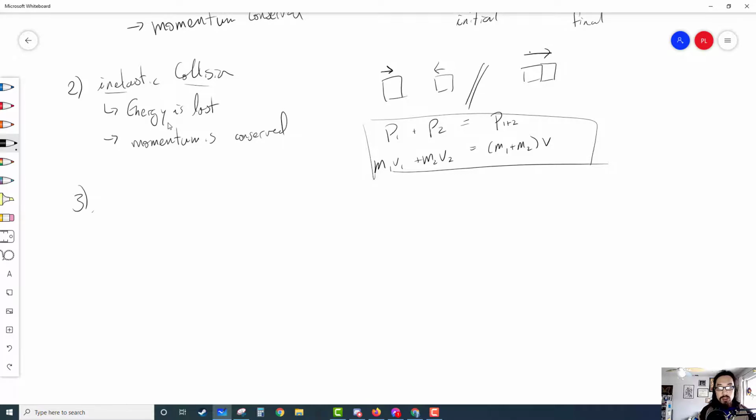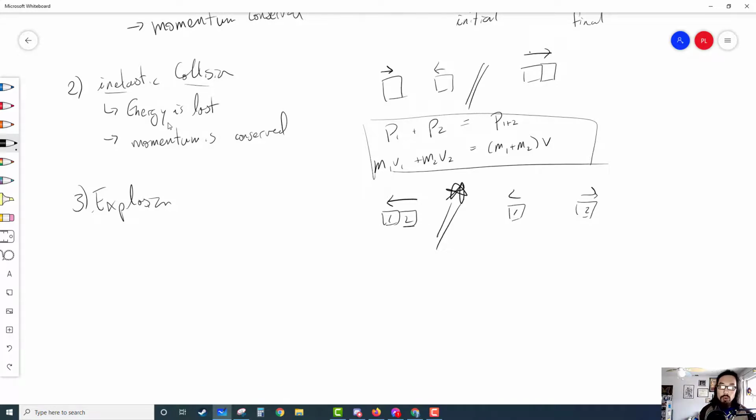All right, the last situation is the explosion. The explosion type of problems are when we have two objects that are stuck together, M1 and M2, and for whatever reason they fly apart. Let's say it was originally moving to the left, and whatever explosion happened, two objects go flying apart.